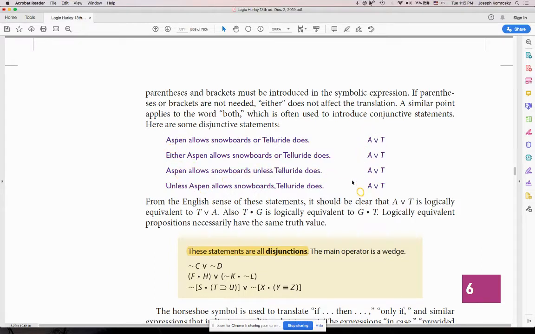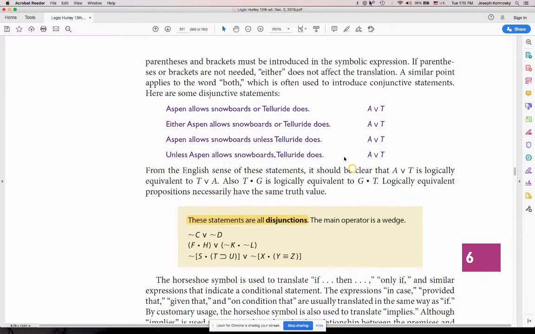Later on, in later subheadings of this chapter, we'll find out we could reverse the order. It doesn't matter. But for now, keep it stupid simple. Whatever you see first, put that first. So I got my wedges. It's a conjunction. It usually is either or.